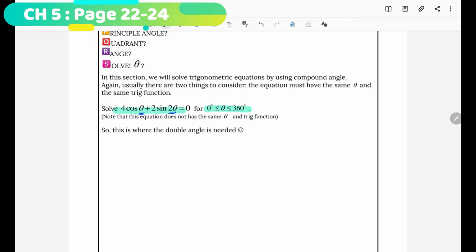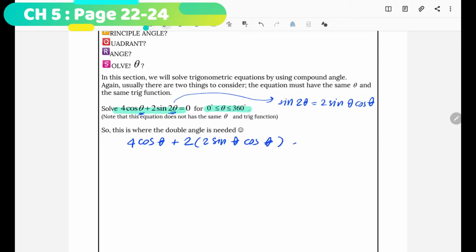So for this one, kita dapat cos theta dan juga sin 2 theta. So angle dah tak sama di sini. What we have to do is we'll try to change kepada angle yang sama. So for this one, sin 2 theta, we can change using double angle formula. Sin 2 theta is equal to 2 sin theta cos theta. So what will happen next? Sekarang kita just tengok dahulu apa yang kita boleh buat. So 4 cos theta plus 2, so gantikan 2 sin theta cos theta equal to 0.